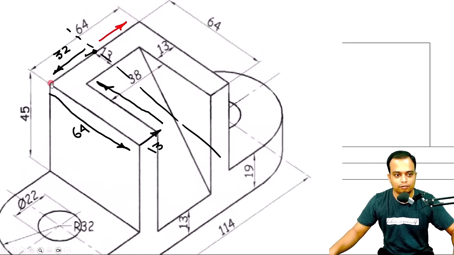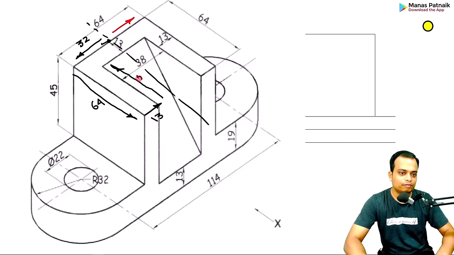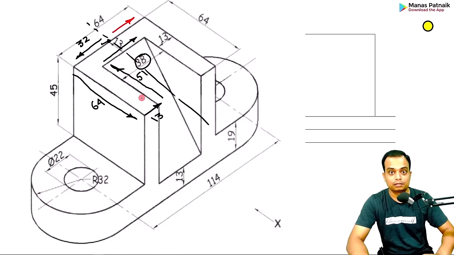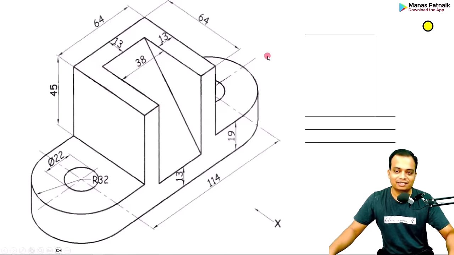Done. Sir, the distance between these two points is 64. So 64 minus 13 will give you the value as 51. So this has to be 51. And then you can move towards the right-hand side by a distance of 38 millimeters. So please remember 32, 64, 13, 51. How much? 32, 64, 13, 51. Okay.